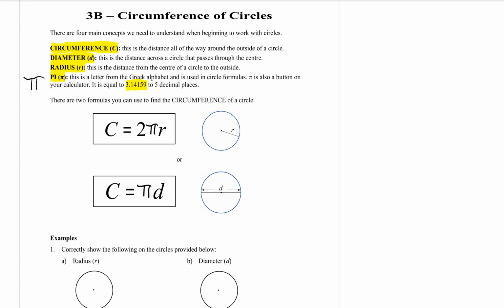Okay, so there's two formulas that we're going to use to find the circumference of the circle, and the formula that you use will depend on what you're given in the question. If you look at your question and you can see that you've been given a radius, then you're going to need to use this formula. Circumference is equal to 2 pi r, because r stands for radius and we're given the radius. If you're being given the diameter, you need to use the formula C is equal to pi d, d for diameter.